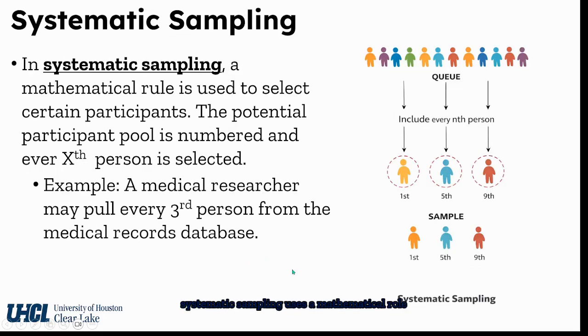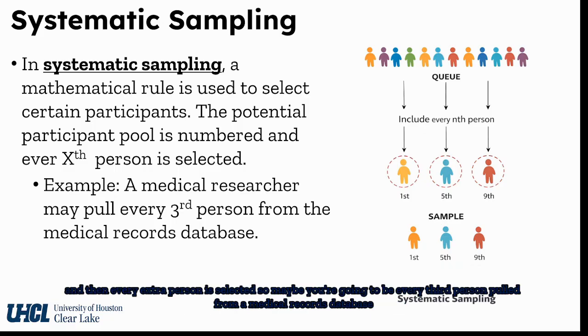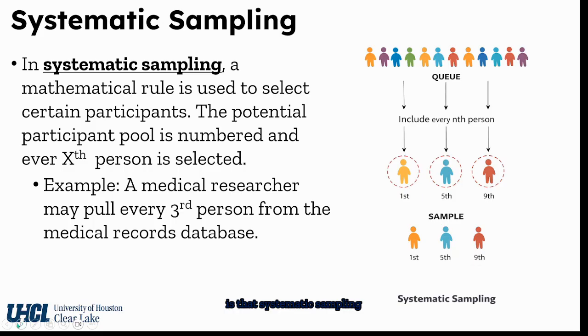Systematic sampling uses a mathematical rule. Okay, so we have a queue of people, that's our participant pool, and every potential participant gets a number. And then every Xth person is selected. So maybe you're going to be every 3rd person pulled from a medical records database. That's systematic sampling.